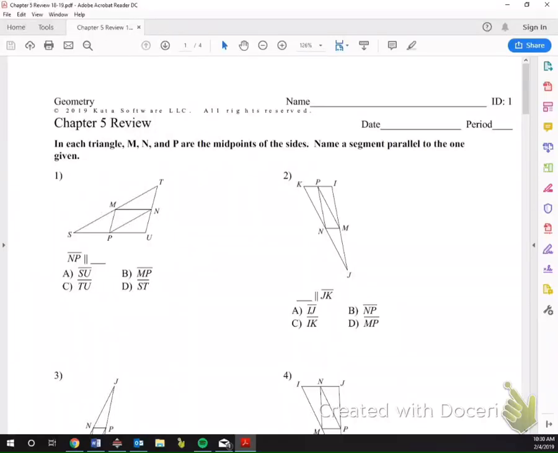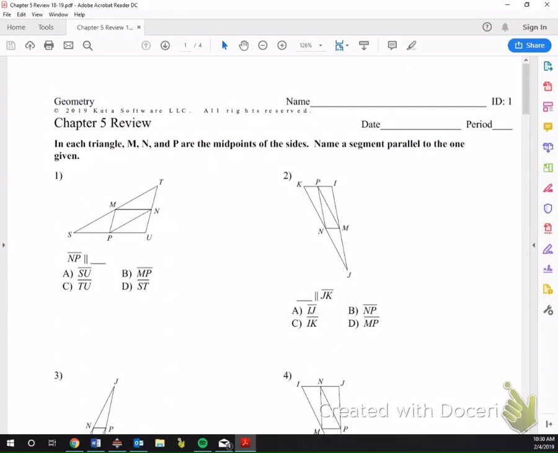Okay, so we will be, this is chapter 5 review. I'm going to be doing evens. So, in each triangle, M and P are the midpoints of the side. So, we want to name the segment parallel to the one given.